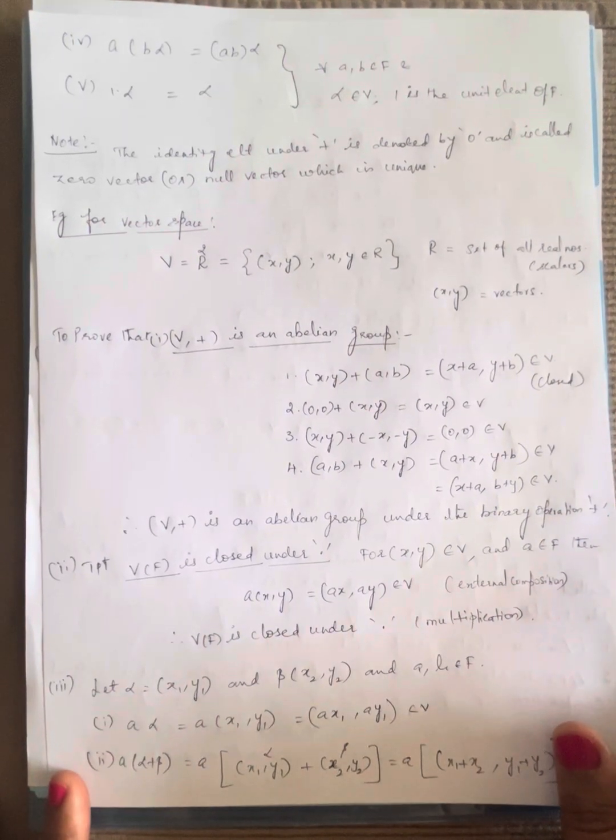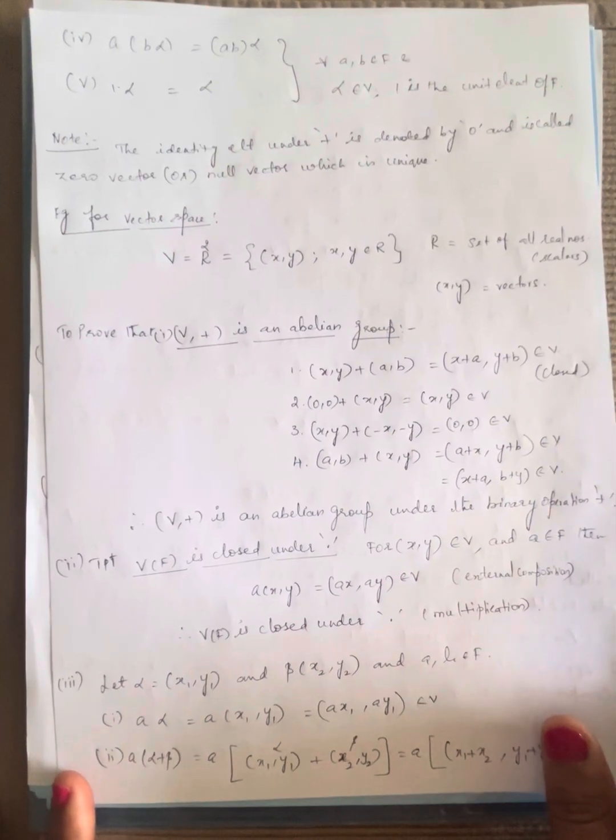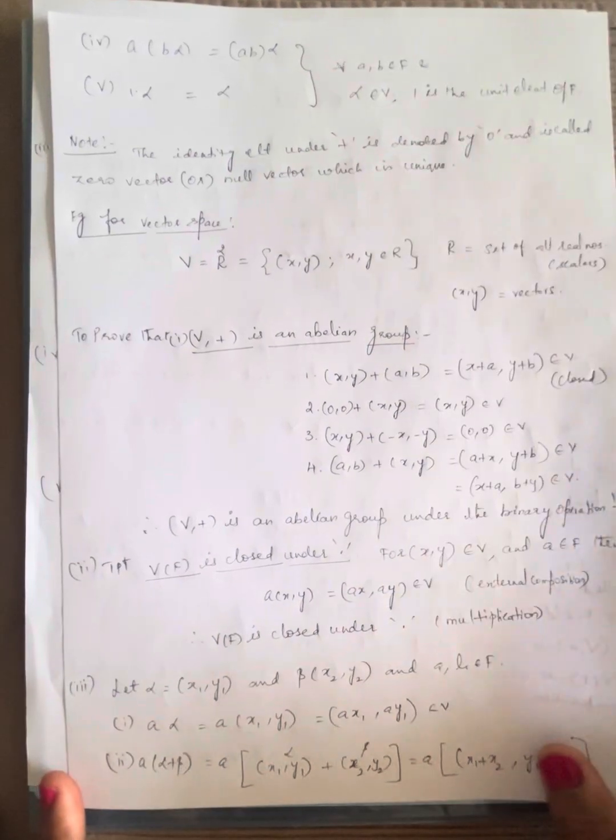The examples are a little big, so in my following video, you can see all the examples of how we can prove that a given set V with respect to the field F is a vector space.